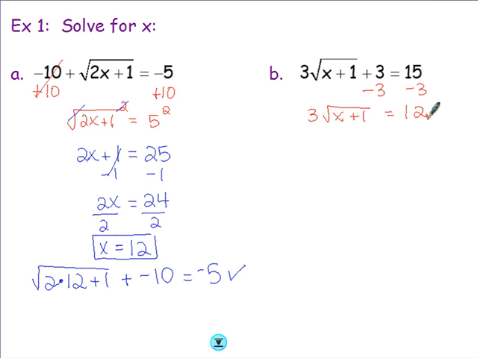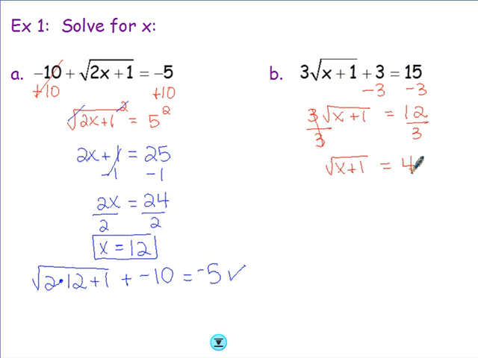Our radical is still not by itself. This other 3 now needs to go away. Well, that's in front, which means multiplication. The opposite of multiplication is division. That leaves us with the square root of x plus 1 equals 4.